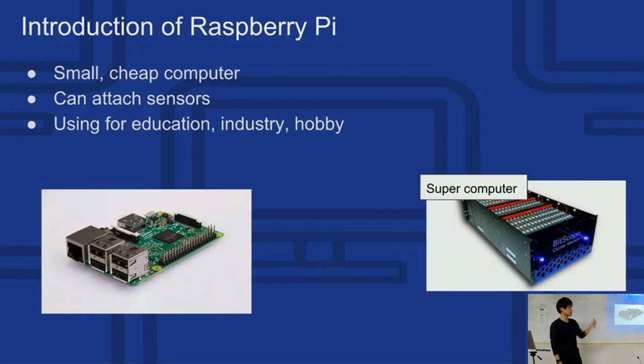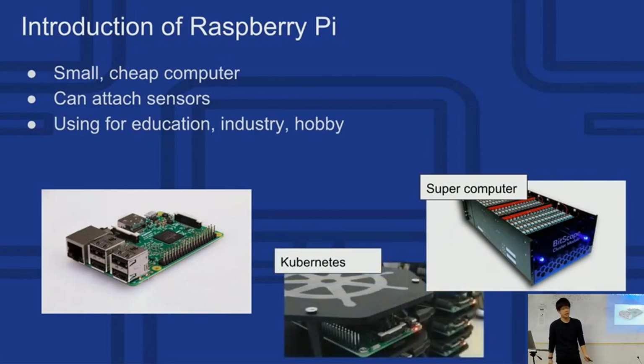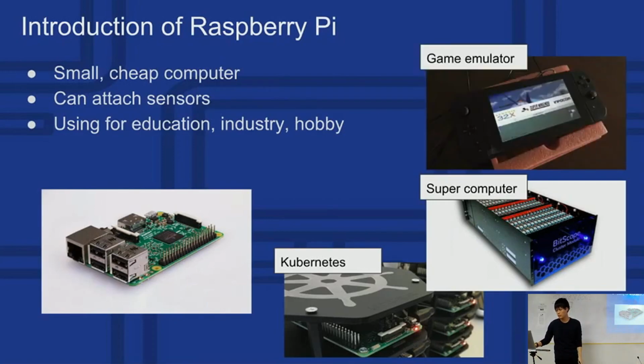Also, Raspberry Pi is used in industries. In this case, Raspberry Pi is used as a supercomputer, and some people use Raspberry Pis to create Kubernetes clusters. And also, Raspberry Pi is used as a hobby. Some developers created game emulators by using Raspberry Pis. So Raspberry Pi is used in so many fields.